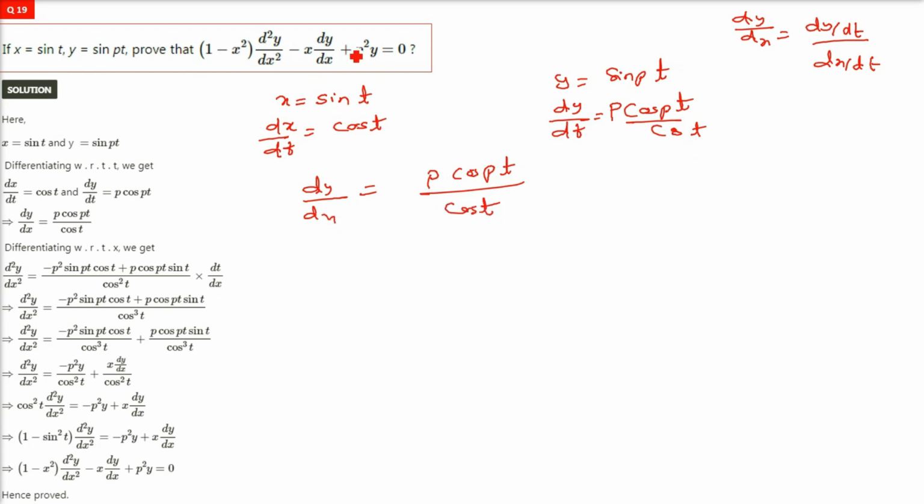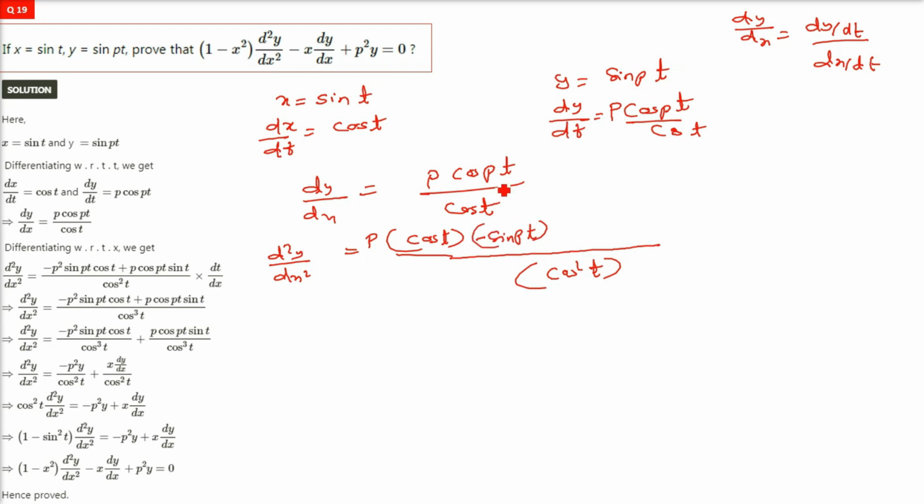Now the next process is to differentiate it again so that we get d2y by dx2. d2y by dx2 is going to be, so we will do it using the quotient rule. You can adopt any rule you want. So the denominator will be cos square t. So we have cos t here, the differentiation of cos pt is minus sin pt, and differentiation of pt will be p. This first p was already there, the second p has come after the differentiation of cos pt.